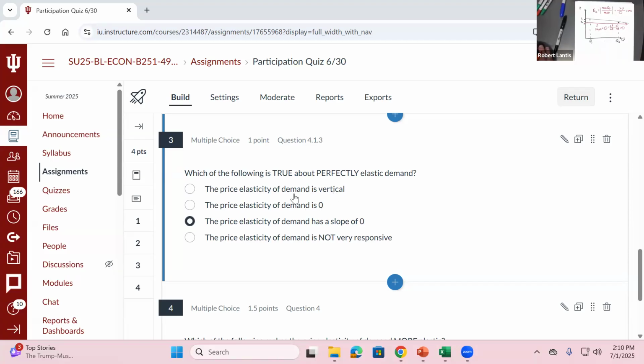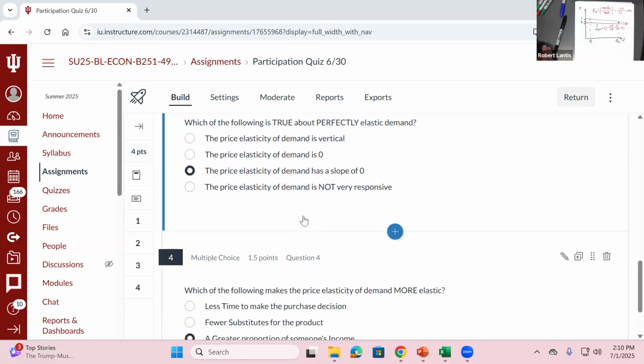It's completely horizontal, so that's not true. And then we know that it means it's very responsive. So not being very responsive, that one's not true either. So we only had one kind of solution there.